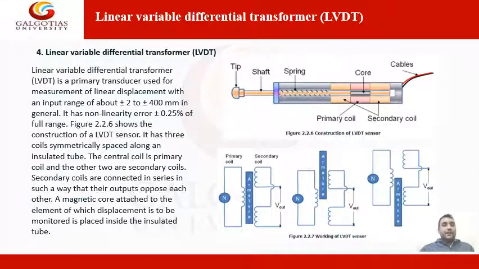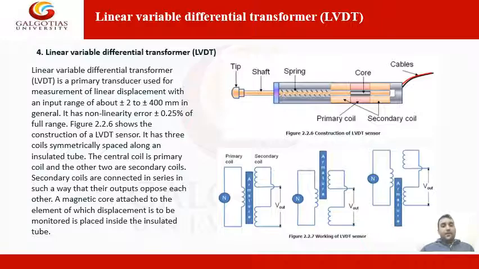Next is the linear variable differential transformer, LVDT. The LVDT is a primary transducer used for measurement of linear displacement with an input range of plus minus 2 to plus minus 400 mm in general. Its non-linearity error is 0.25% of full range. These figures show the construction of the LVDT. Here is the tip, this is the shaft, this is the spring, there is the core, there is the primary core, there is the secondary core, then this is the core cable.